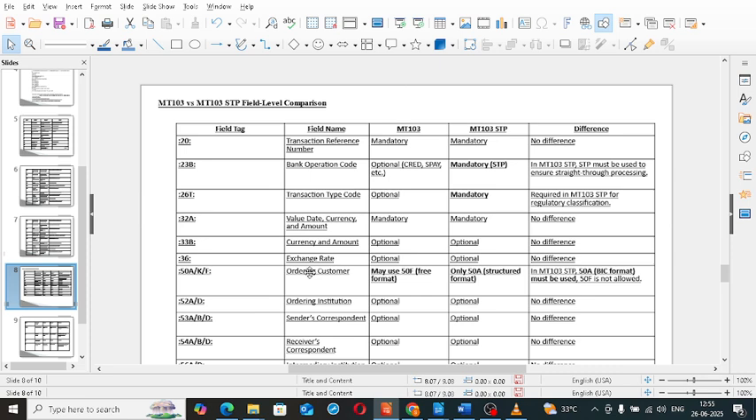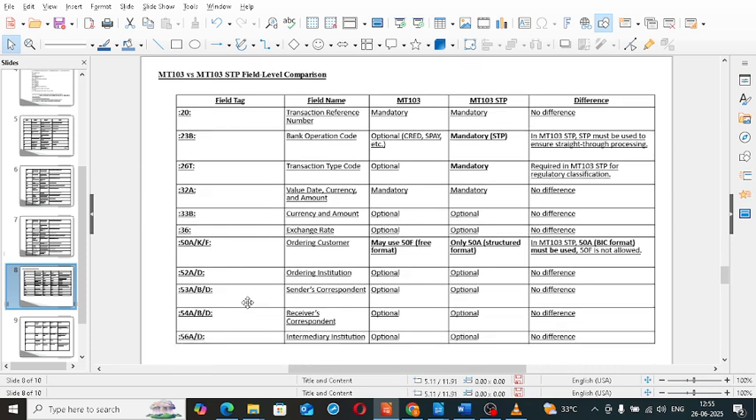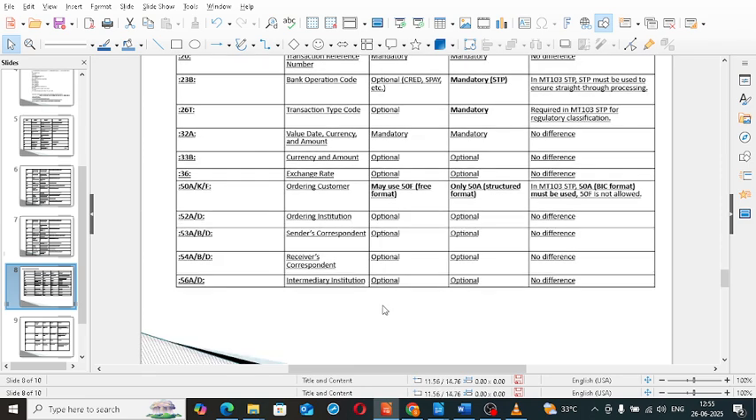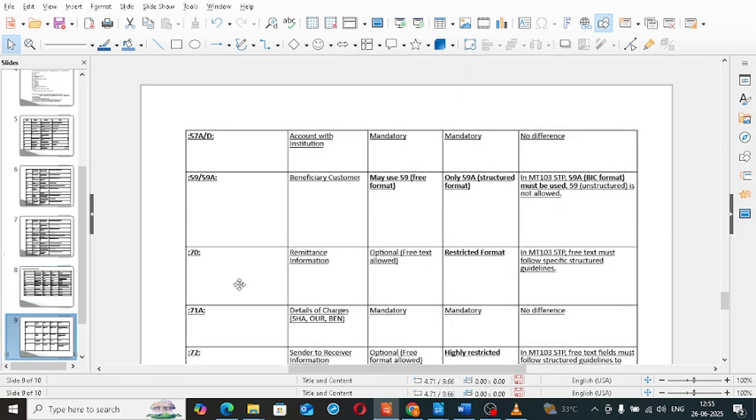52A ordering institution is optional for MT103, and for MT103 STP it's always the A format. 54A receiver correspondent is also an optional field, so there's no difference, but for MT103 STP it's the A format. 53A, the intermediary institution, is also optional, and for MT103 STP it's the A format. Next, 57A account with institution is mandatory for both messages. 59A is the beneficiary customer. You may use any format for MT103, but it's a structured format for MT103 STP.